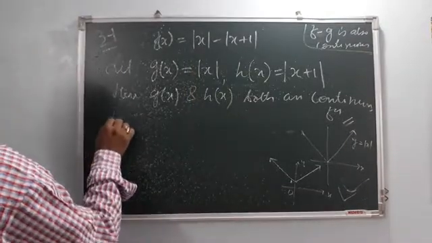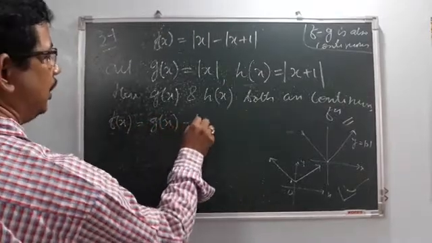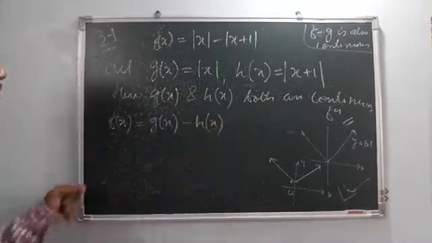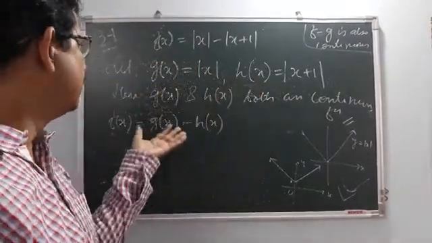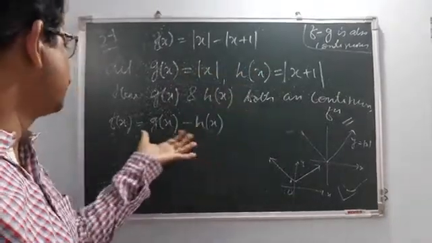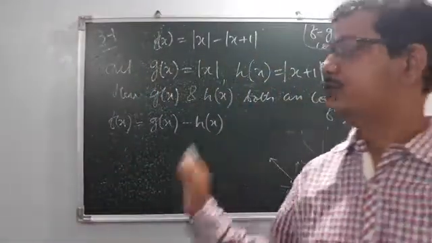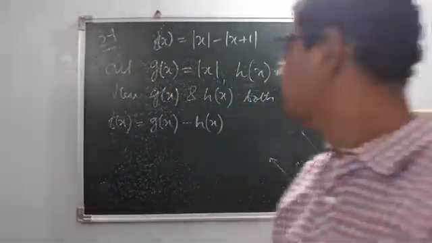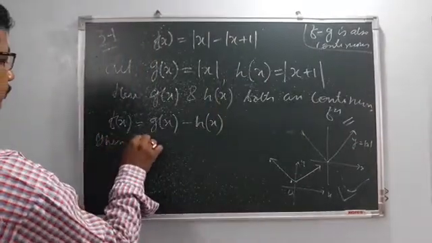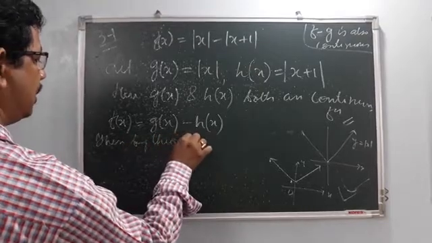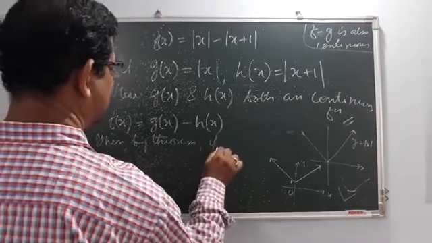And fx is what? If we deduct hx from gx, that is modulus x minus modulus x plus 1, this will give our fx. So fx can be written as gx minus hx. Then by theorem, yes, one theorem is there.